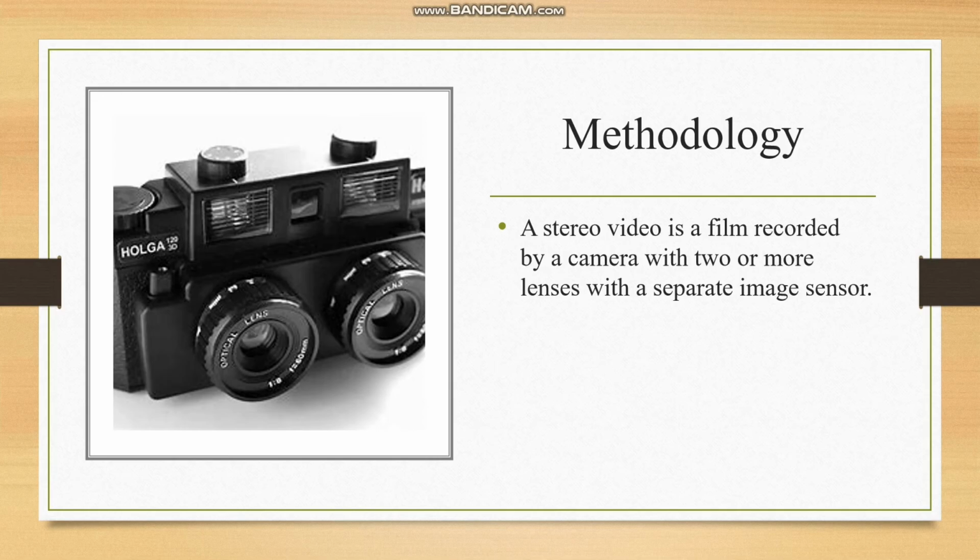So we recorded the stereo video using a stereo camera because a stereo video is a film recorded by a camera with 2 or more lenses with a separate image sensor. Not all types of camera can be used to record stereo video, and only the stereo camera can be used to record the stereo video.